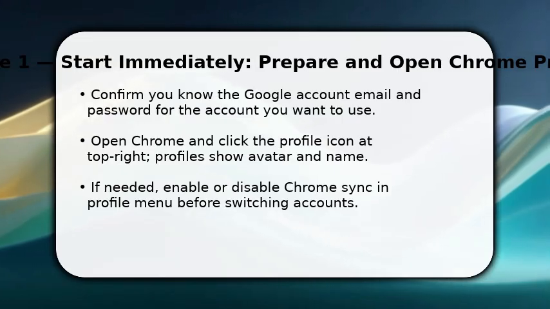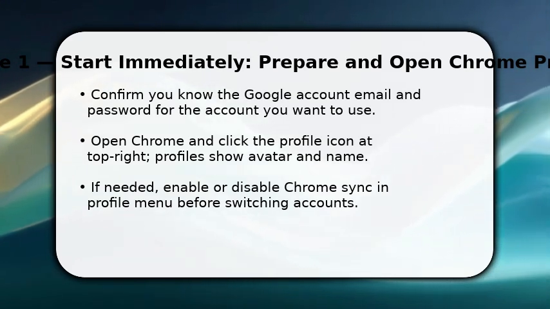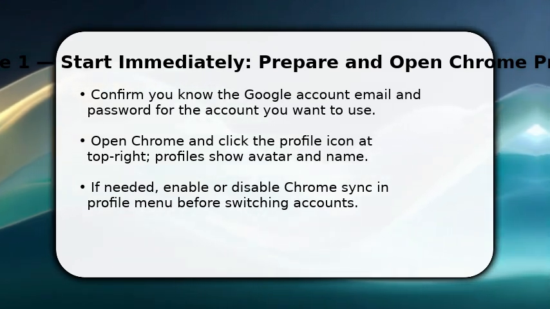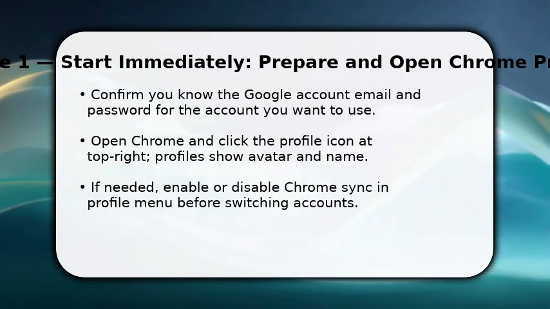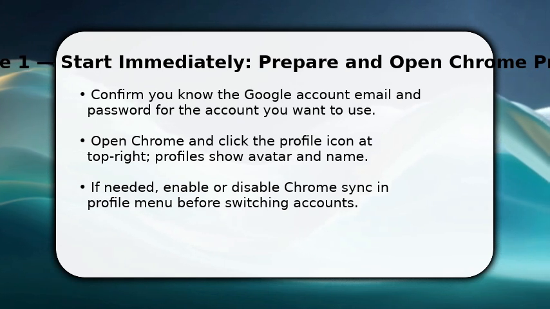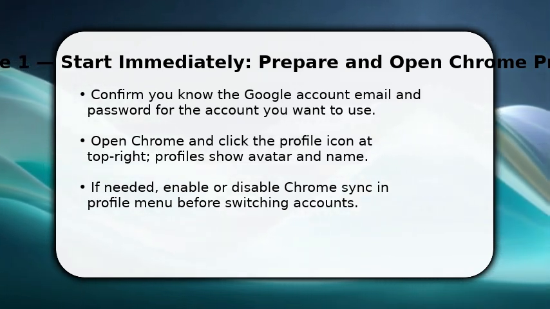You start by opening Chrome and focusing on the profile icon at the top right. Click it now. You need the account email and password ready. Once done, check whether Chrome Sync is signed in. Make sure you understand which data syncs. If the target account is not listed, choose Add or Manage People and sign in.